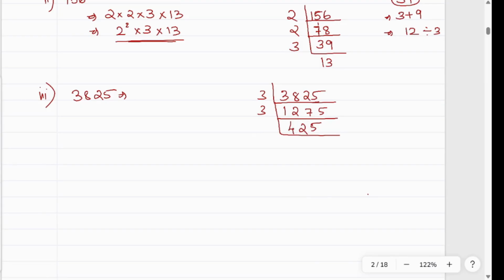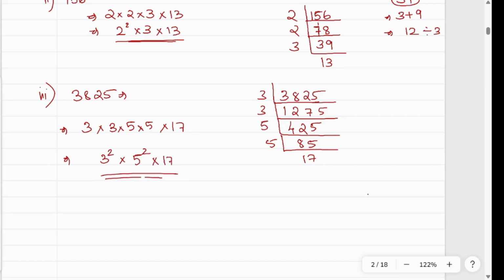So now we will go with the number 5. Then what we will get here is 85. Again by 5, we will get 17. So the numbers are what? 3 into 3 into 5 into 5 into 17. So how can I write this one? Which is equal to 3 square into 5 square into 17. Clear? So now we have to do the next one.